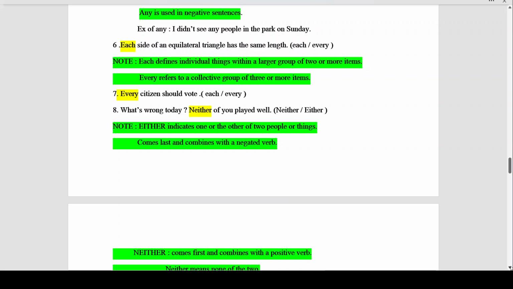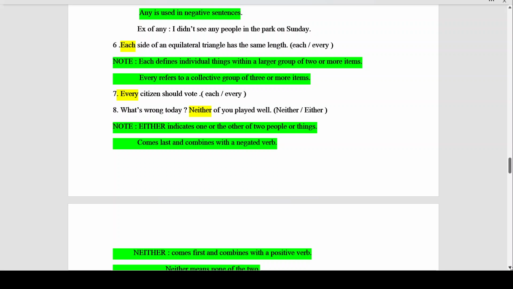Next, number seven. Dash citizen should vote. Every citizen should vote. Why? Like I said, every refers to a collective group of three or more citizens. Citizen, in this sentence, means more than one citizen. Every citizen should vote.